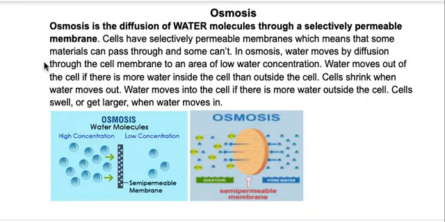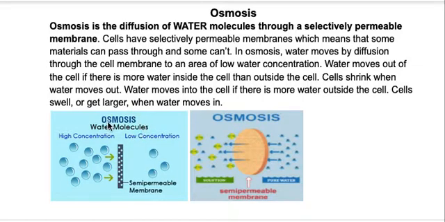Water moves out of the cell if there is more water inside the cell than outside the cell. Cells shrink when water moves out. Water moves into the cell if there is more water outside the cell. Cells swell or get larger when water moves in.